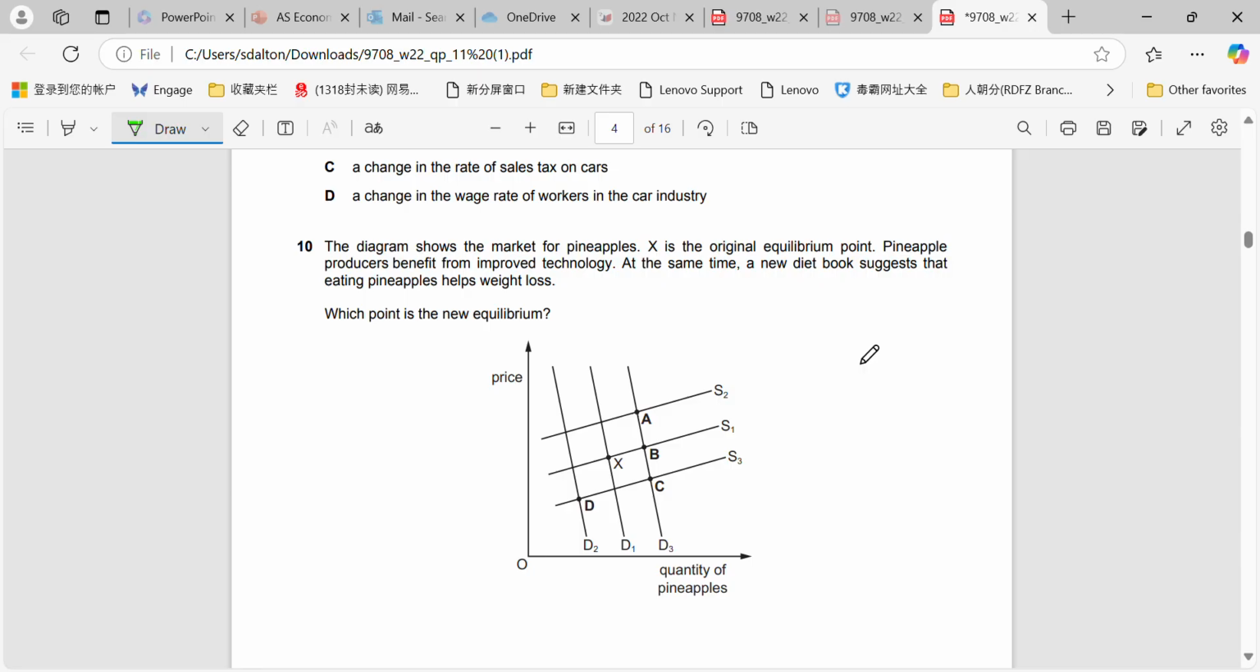Okay, so one of these questions where demand and supply are both shifting. Pineapple producers benefit from improved technology. Supply curve will shift right. At the same time, a new diet book suggests eating pineapples helps with weight loss. Demand will shift right, and we will be left at C. Okay, very easy.